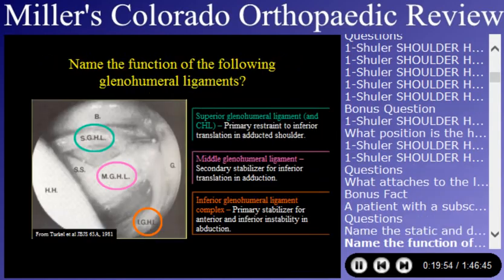This is a beautiful diagram of the glenohumeral ligament complex. Remember the anatomic relationship I said on that previous diagram, cross-sectional anatomy, middle glenohumeral ligament in relationship to the subscapularis. The functions are a key testable item. Superior glenohumeral ligament: restraint to inferior translation in the adducted shoulder. The middle glenohumeral ligament: secondary stabilizer for inferior translation in adduction, and one of the primary stabilizers at about 45 degrees of shoulder abduction. Inferior glenohumeral ligament is by far the most key testable item on this. Primary stabilizer for anterior-inferior stability in abduction.